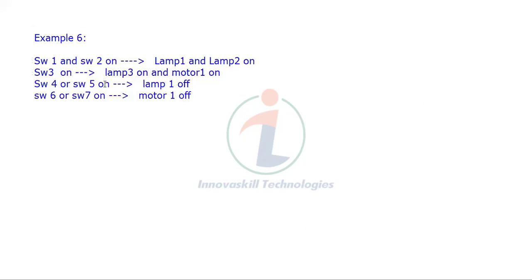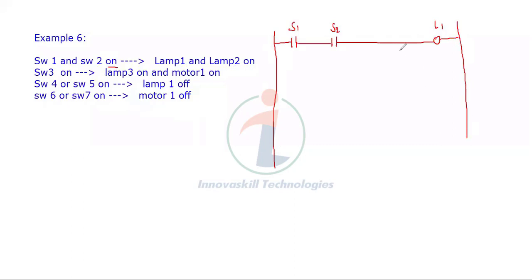Now we'll solve the logic for this. The first condition is: switch 1 and switch 2 on, lamp 1 and lamp 2 should be activated.